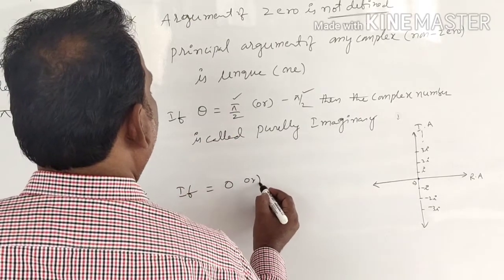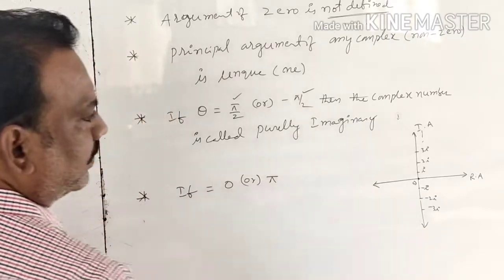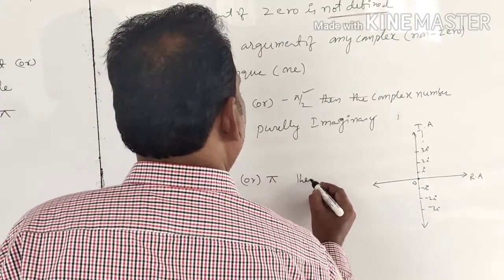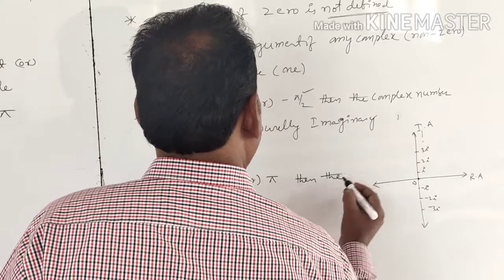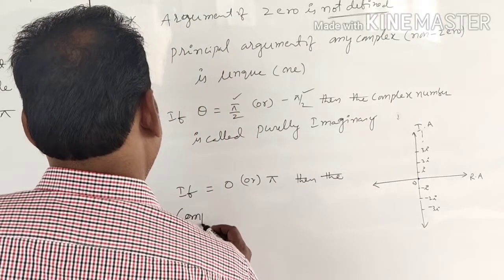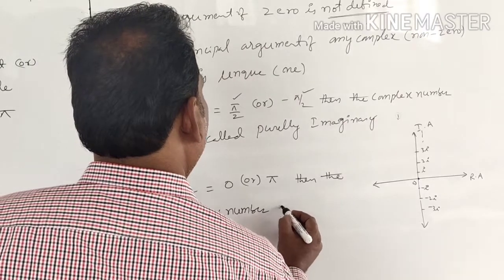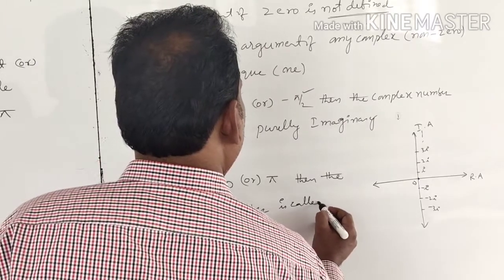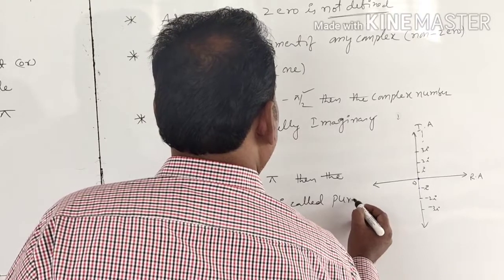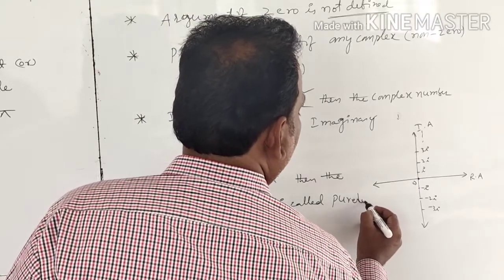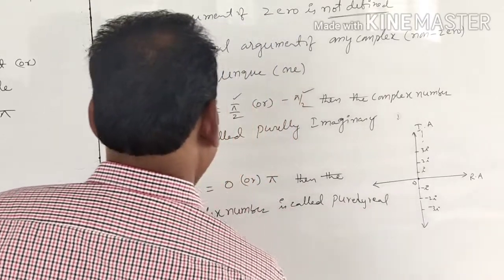Right. The next point is: if theta is equal to 0 or pi, then the complex number is called a purely real number.